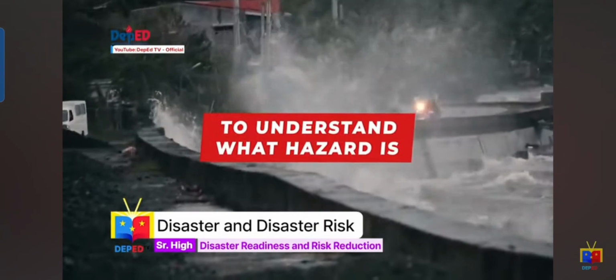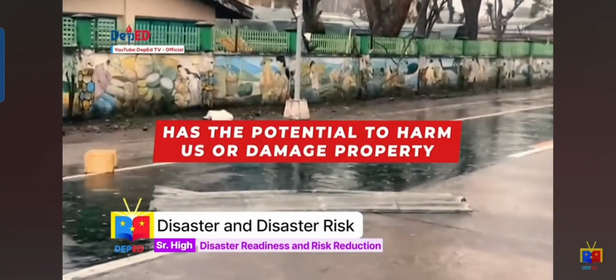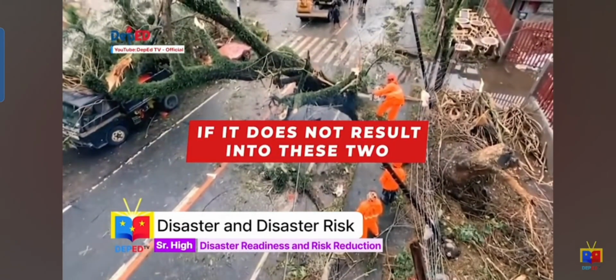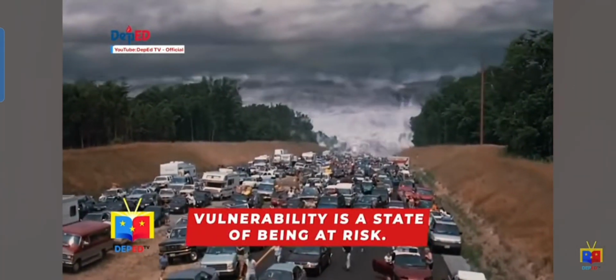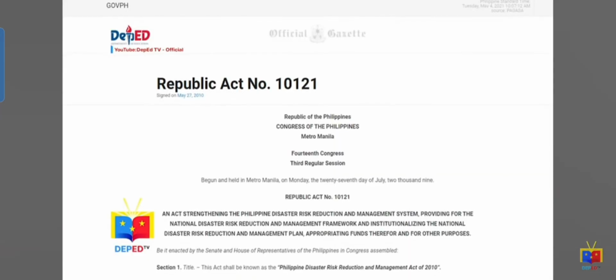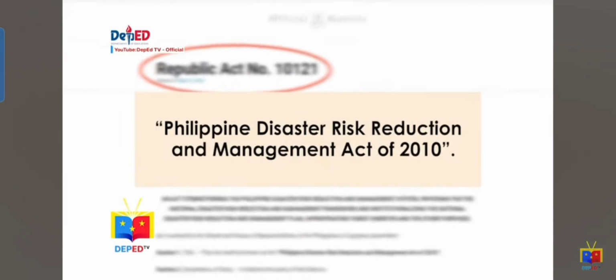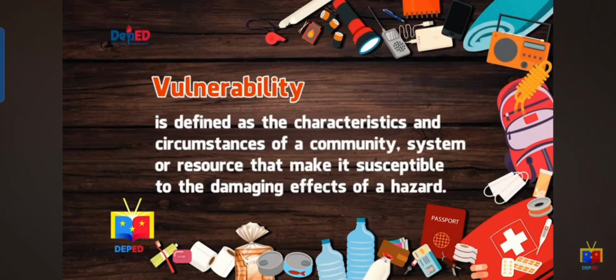So to understand what hazard is, we must understand that a condition has the potential to harm us or damage property. If it does not result in these two, then it is not a hazard. Vulnerability is a state of being at risk. According to Republic Act 10121, also known as the Philippine Disaster Risk Reduction and Management Act of 2010, vulnerability is defined as the characteristics and circumstances of a community, system, or resource that make it susceptible to the damaging effects of a hazard.